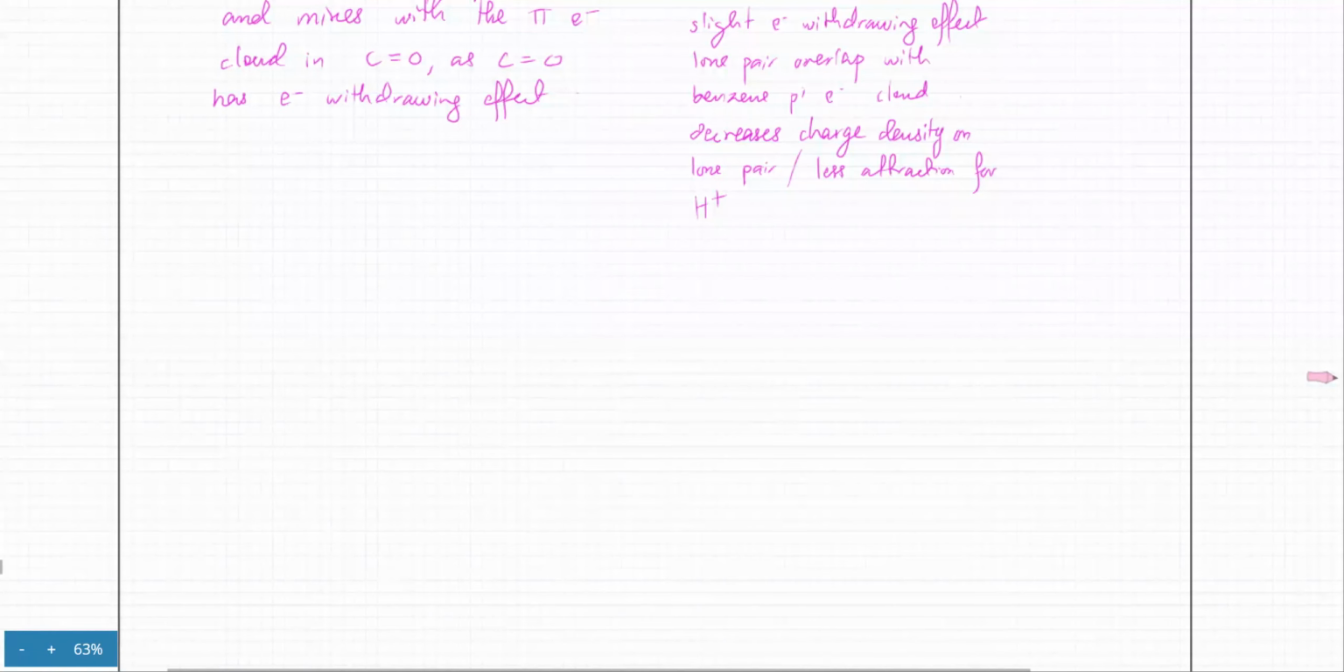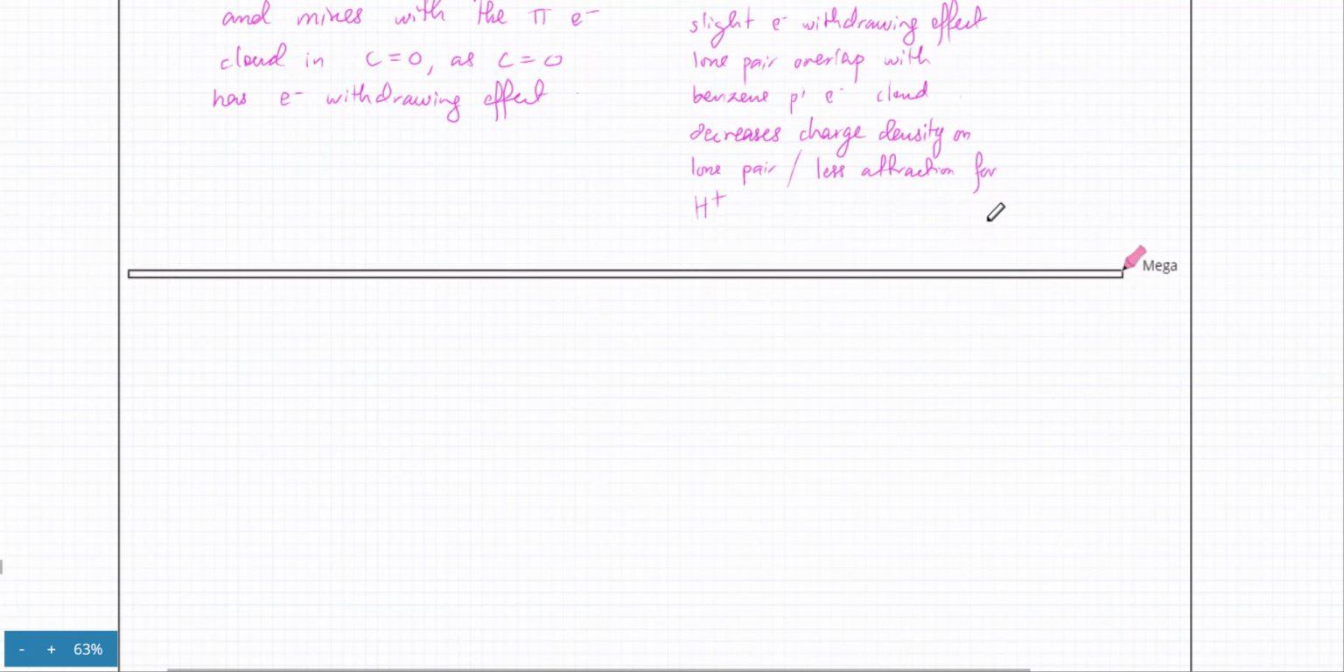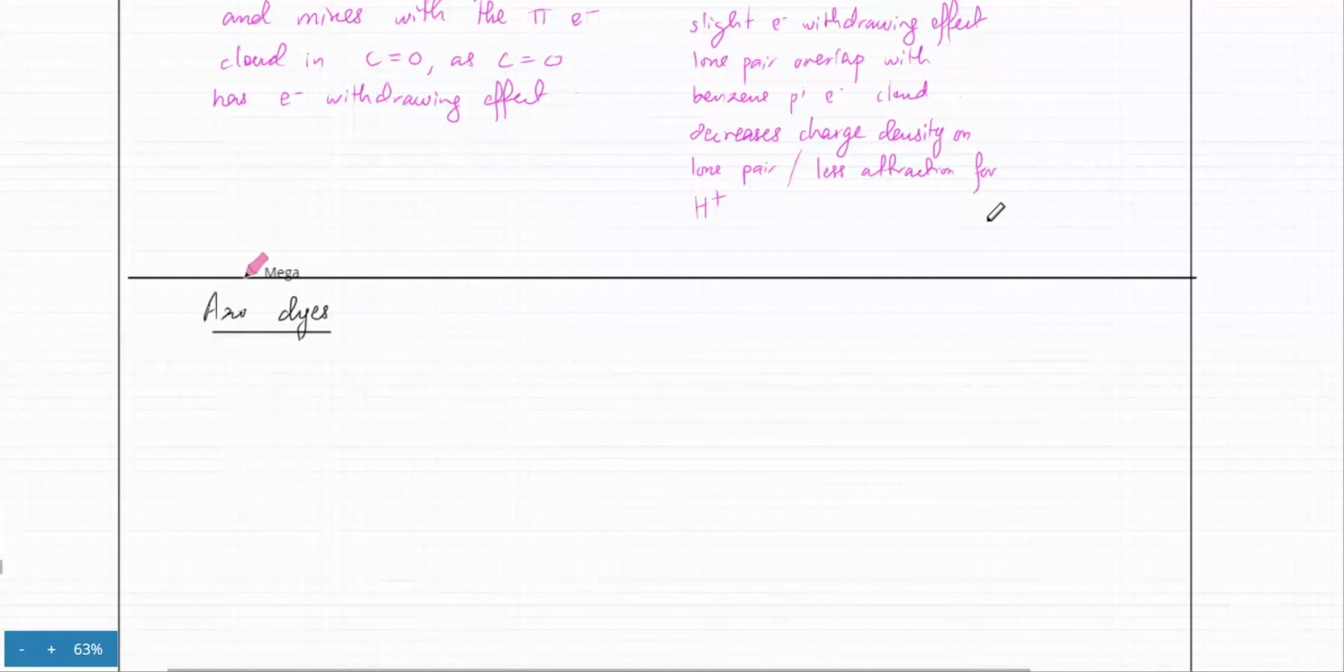So what happens in azo dyes? These are very stable dyes. Okay, there's a thing called azo dyes. Colored compounds, you make paints out of them. Azo dyes are very stable.